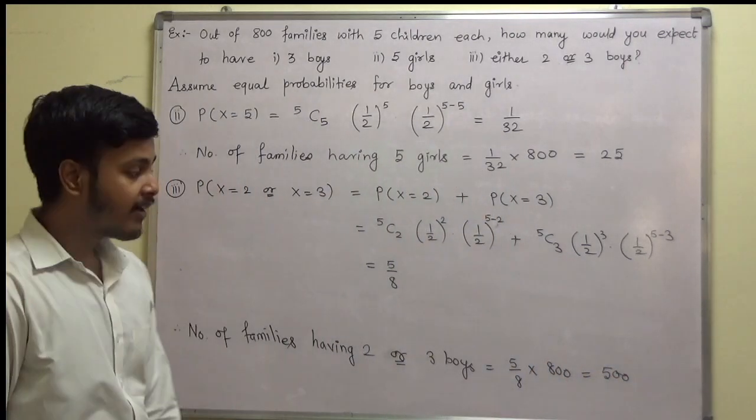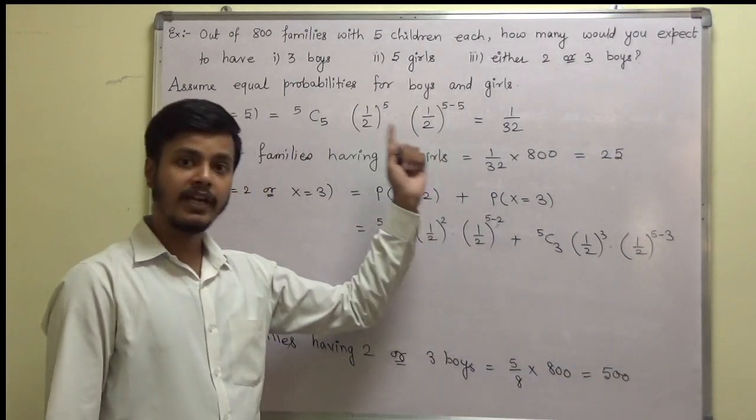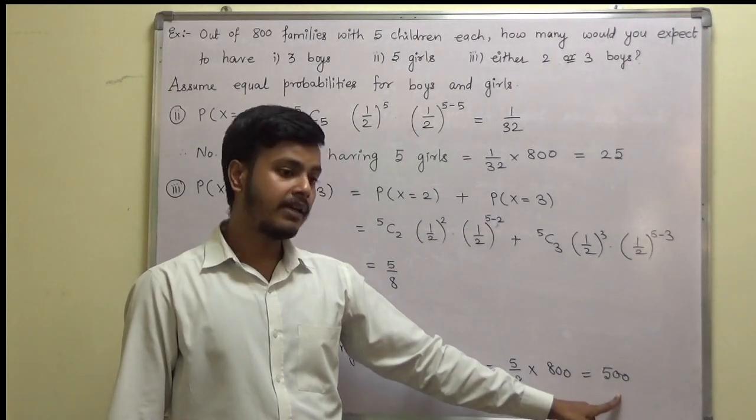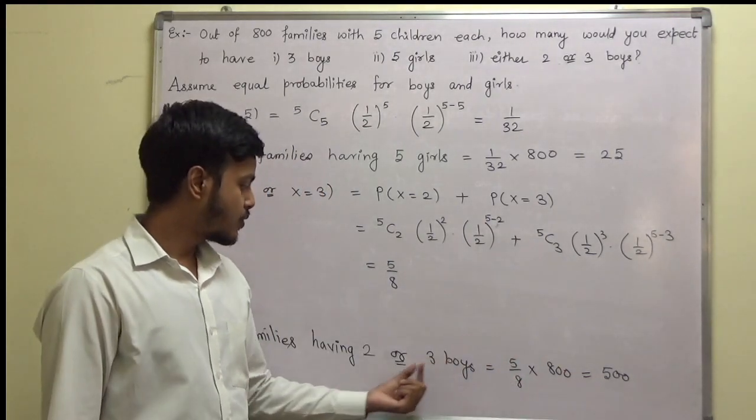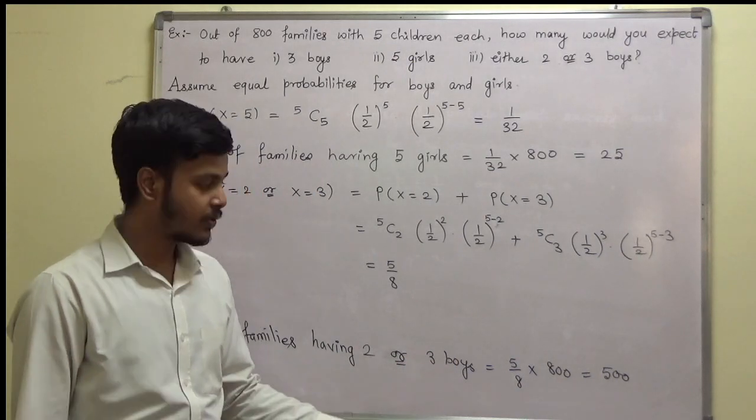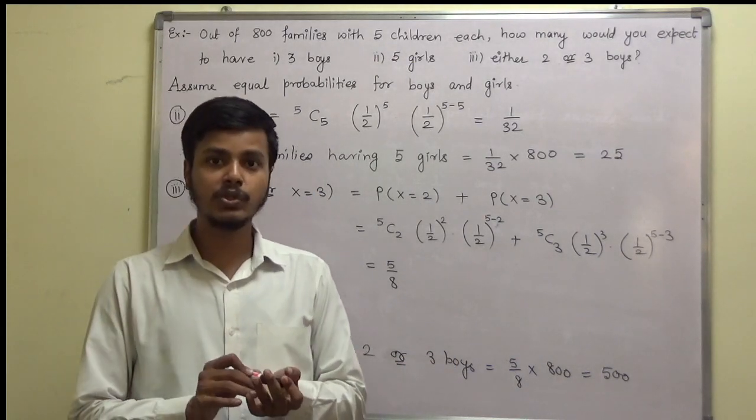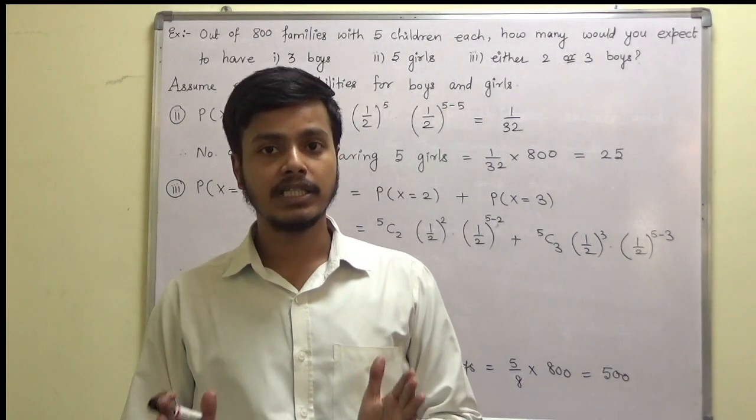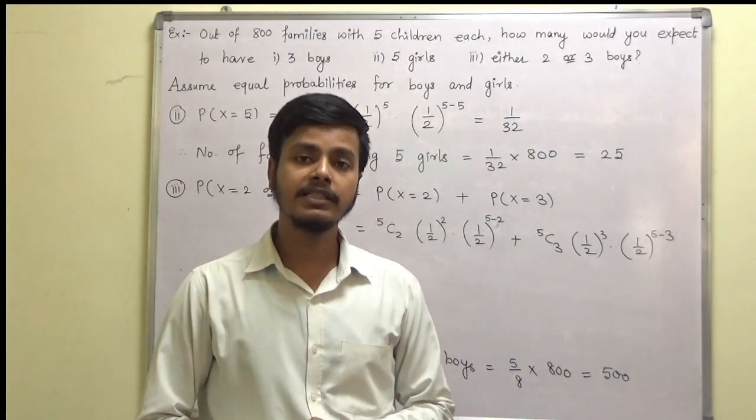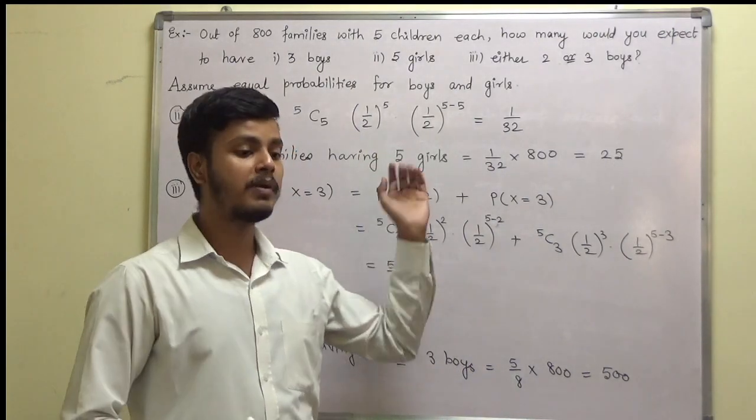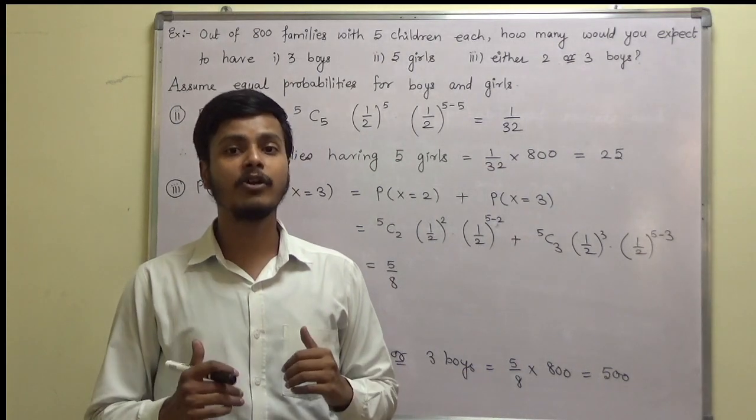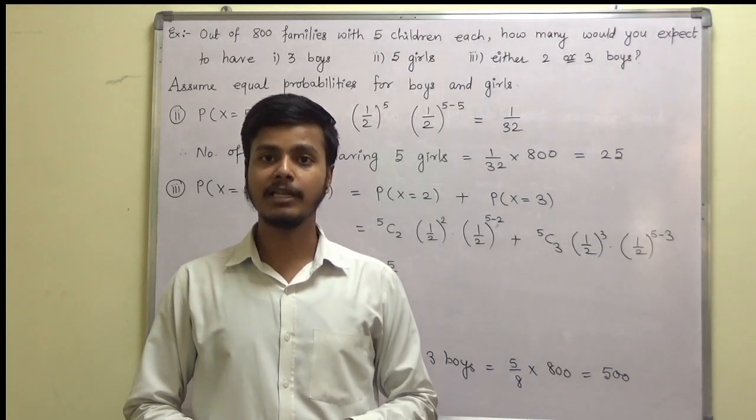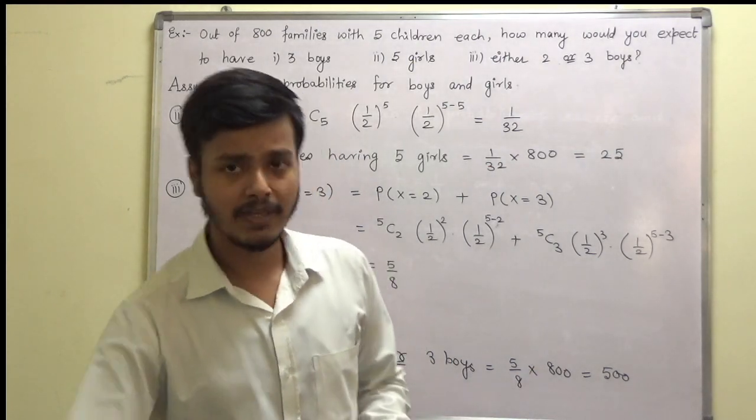Okay, so there are actually how many families out of 800? There are 500 families in which they will have 2 or 3 boys. Okay, so I hope this problem is clear to you. Very simple. The only thing that you need to remember is the distribution function, and the other thing that you need to remember for this problem specifically is that we have to find out the number of families. So find out first of all the probability of that and then multiply by the total number of families.